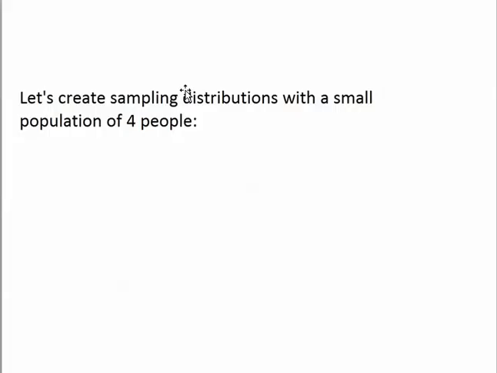So to help us understand this idea of a sampling distribution, let's look at how it would be created with a small population of 4 people. So here we have a population of 4 people. Let's say this is the height of each person in the population, and I want to take a sample of 2 people from this population, and calculate the mean of my sample by adding the 2 heights and dividing the total by 2. And I'm going to use the mean of my sample to estimate the mean of the entire population.